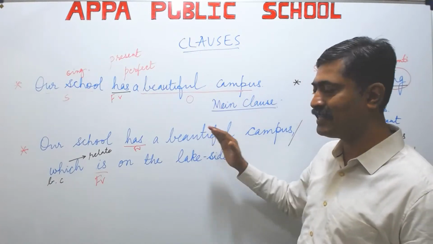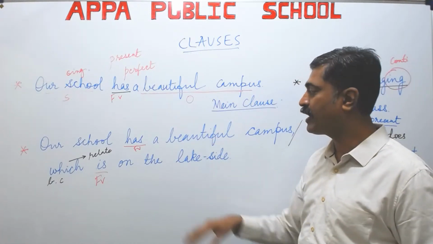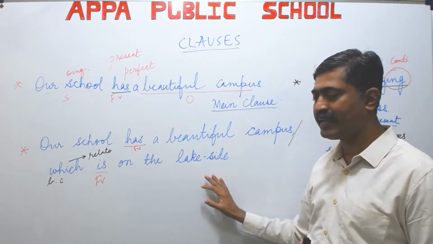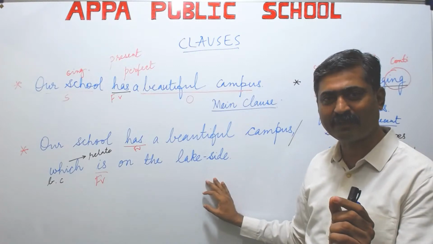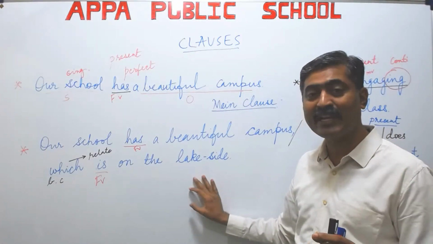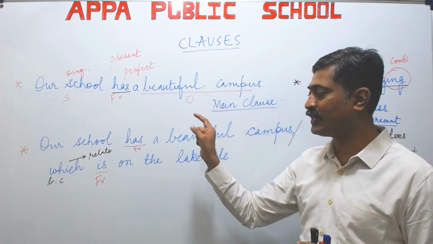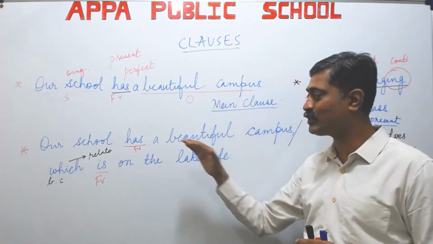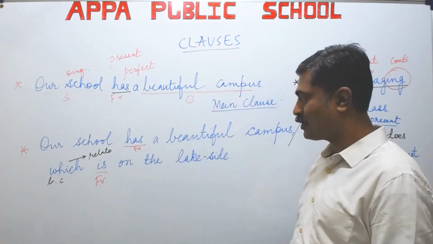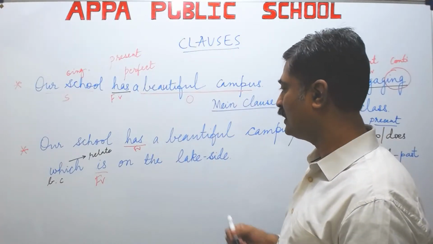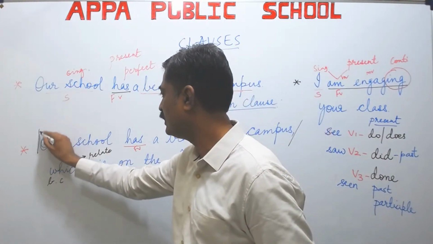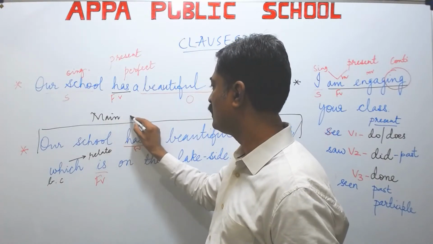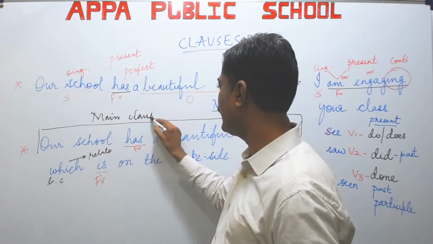So who do you think is dependent and independent now? Okay, our school has a beautiful campus. It's complete unto itself, right? Which is on the lakeside. Suddenly we see that there's something which is incomplete. We sense that there is something incomplete, which is on the lakeside. So to get the meaning of which, this clause has to depend upon the earlier part of the sentence or the earlier clause. Okay, so that is the reason why we can call this clause right from here, this one, we can call it main clause because it is independent, right?